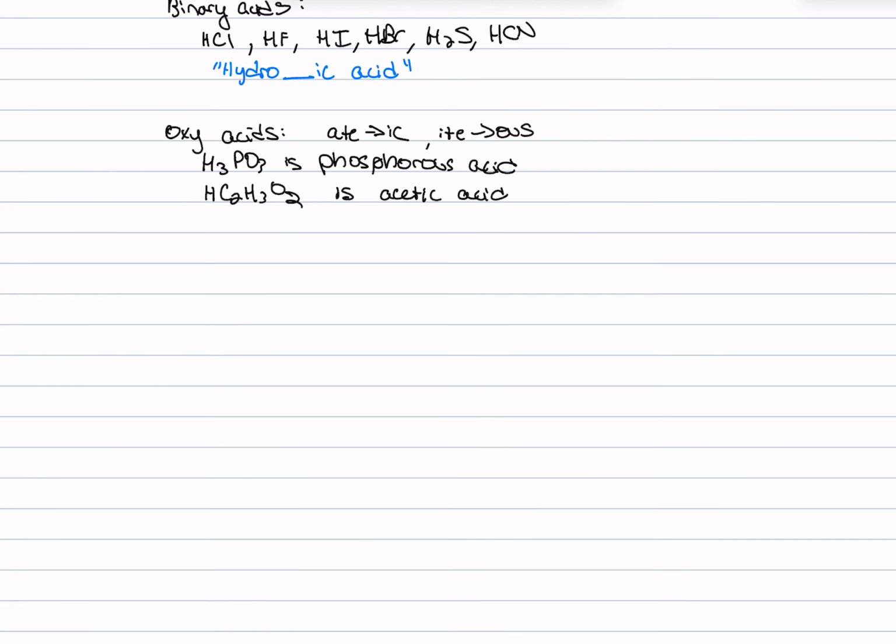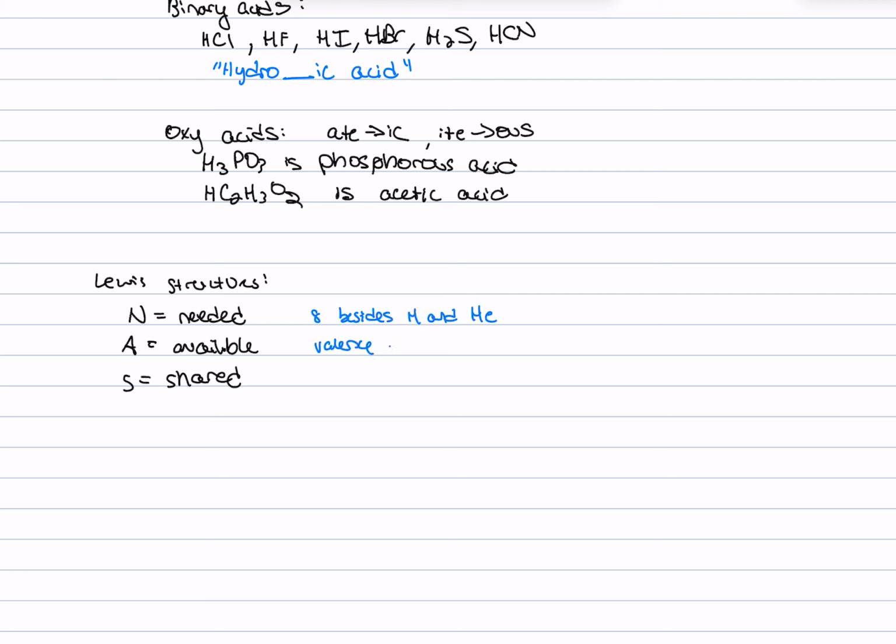Moving on to Lewis structures themselves, there are 3 parts, N, A, and S, where N stands for needed, A stands for available, and S stands for shared. So for the needed number, it's 8 besides for hydrogen and helium, for which it would be 2. And A stands for the number of valence electrons, and S would be N minus A.